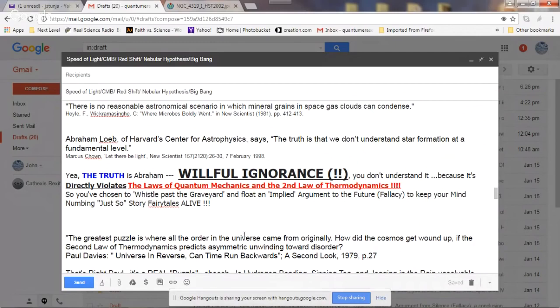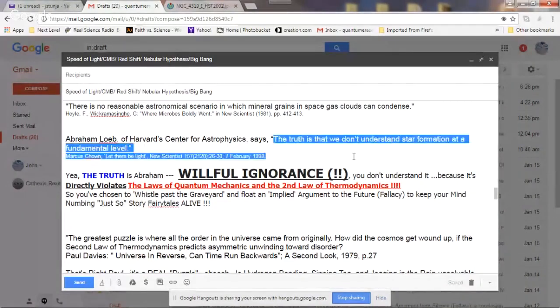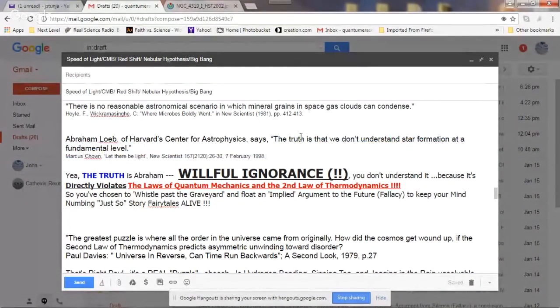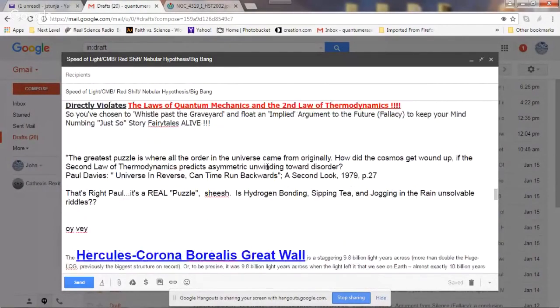Because it directly violates the laws of quantum mechanics and the second law of thermodynamics. So you've chosen to whistle past the graveyard and float an implied argument to the future fallacy to keep your mind-numbing just so story fairy tales alive. I can't believe these people are saying this. I can't believe this. I mean, this is basic stuff. This is just simple second law. That's it. Here we go again.